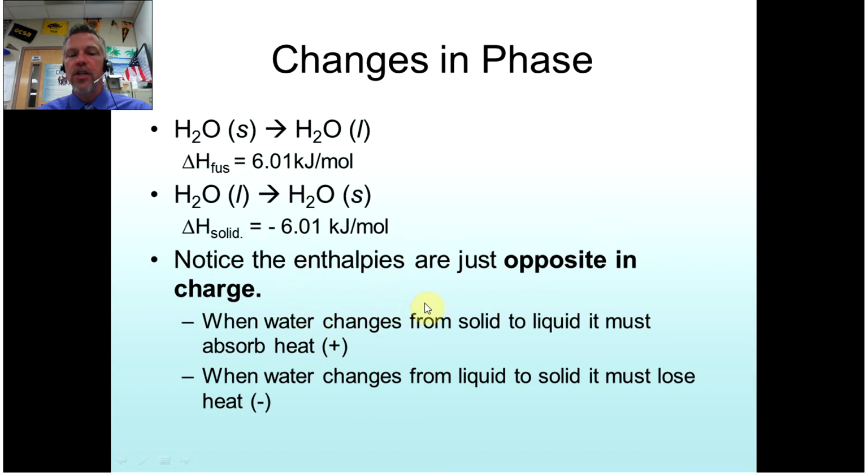The enthalpies, these numbers, the delta H's, are opposite in sign. So when water changes from a solid to a liquid, it has to absorb heat. And again, by our convention, when we're talking about thermochemistry, if your system is absorbing heat, we show that as a positive value. When water changes from a liquid to a solid, it has to lose heat, and so your system is giving off heat. That means we show it as a negative value.